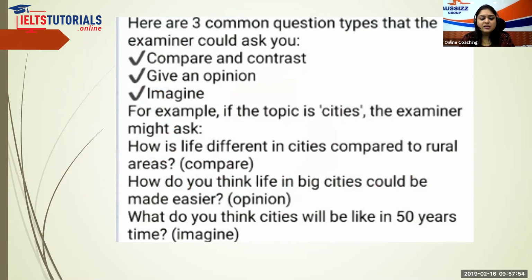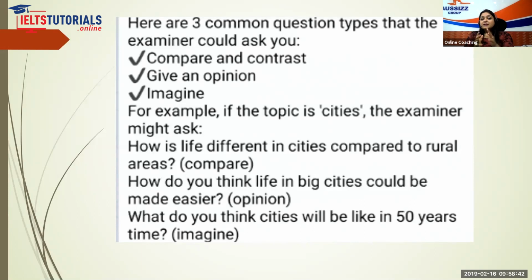What is that city? Why do you like it? And what are the places that fascinate you so much? Now, particularly, this is the cue card. But when it comes to Section 3, they will ask you the discussion questions related to the city topic. So, for example, is life different in cities compared to rural areas? So, here the question is about comparison.